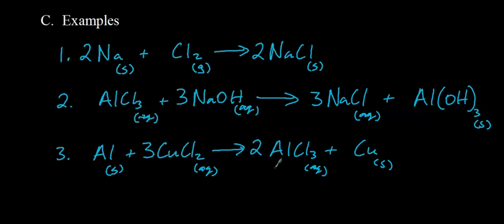And now we have some elements by themselves, which we can balance last because they're really easy to fix. So we have 2 aluminums on the right. So put a coefficient 2 in front of Al. We have 3 Cus on the left. Put a 3 in front of Cu on the right. Again, double check, make sure everything's good. We should be good. Let's try another.